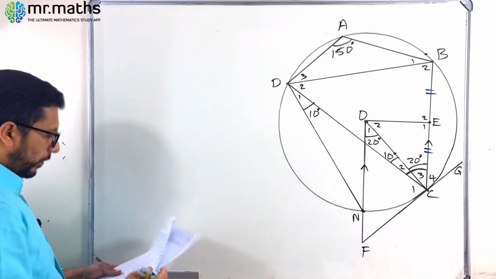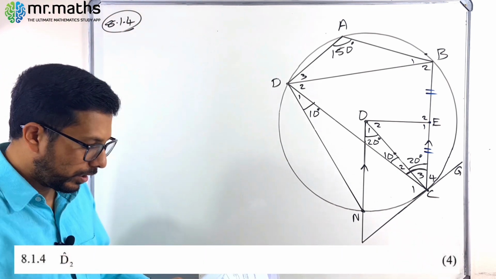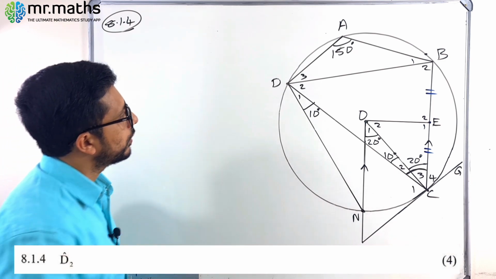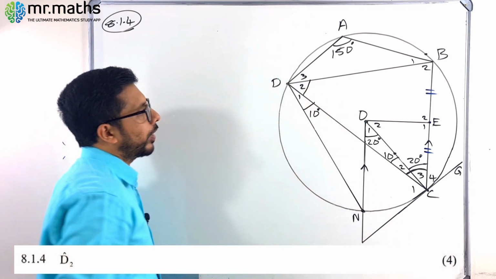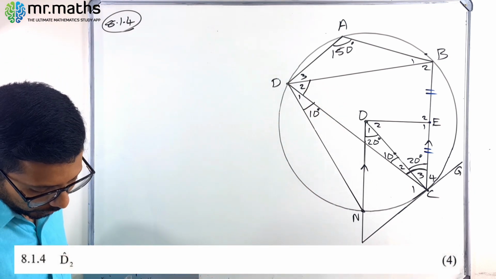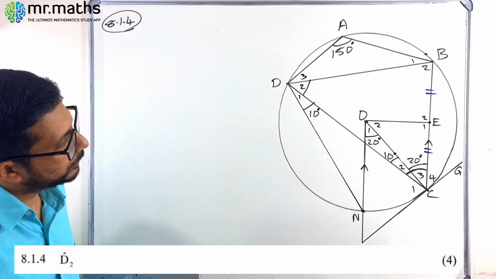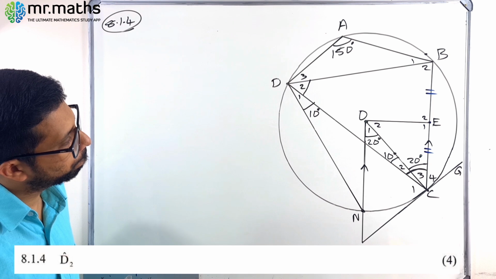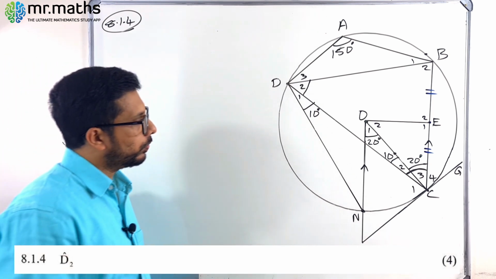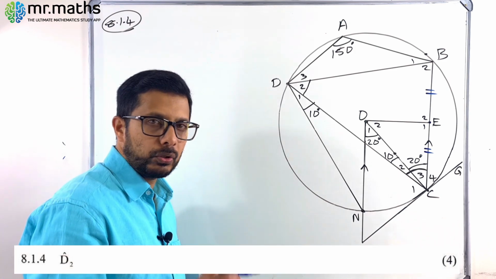Now let's move to the next question, 8.1.4. Question number 8.1.4. What is that question? Angle D2. You have to find angle D2. Where is angle D2? This is angle D2, guys. You have to find that angle. How can you find that angle? D2 is that angle. Here you have to try yourself first, and then only watch this one.